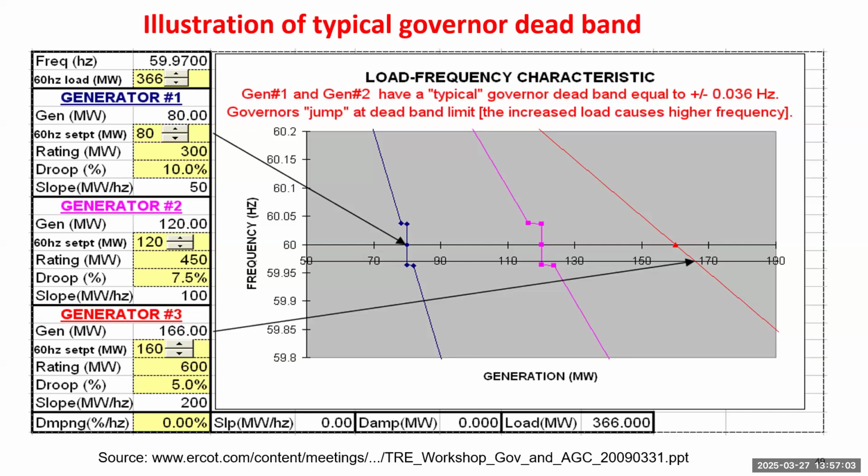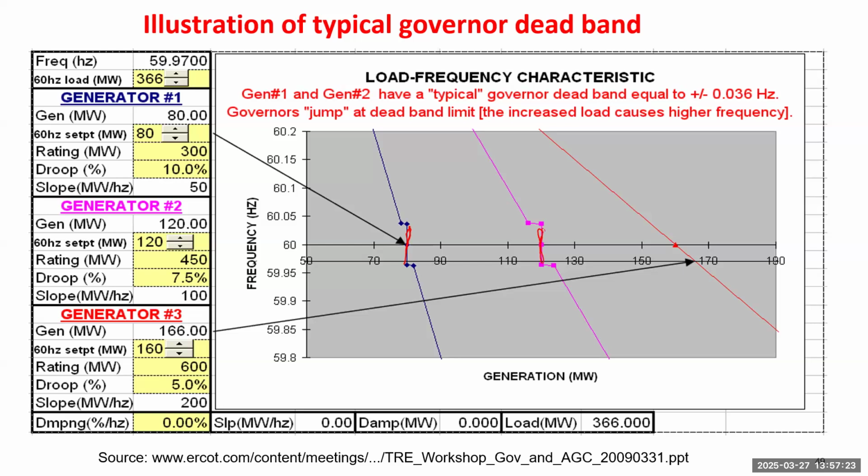Dead band here is around 40, I guess it's around 40 millihertz for each unit. So within the dead band, you see the generation doesn't change. It's just a vertical line. Doesn't depend on frequency at all.